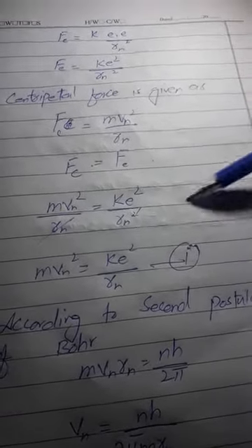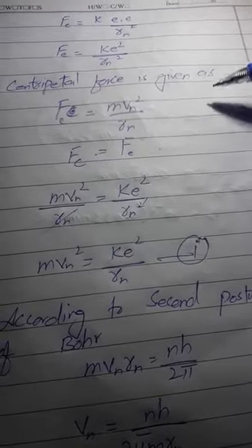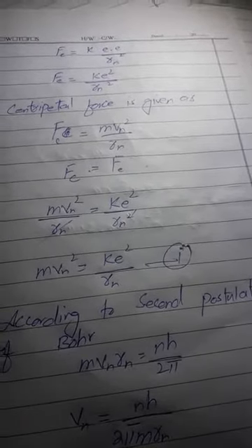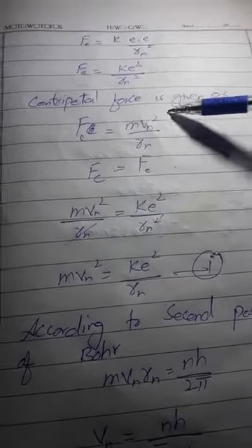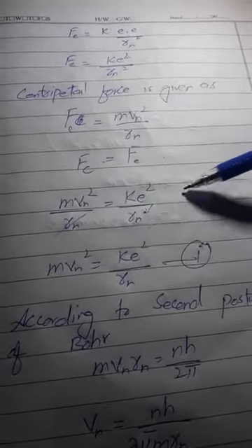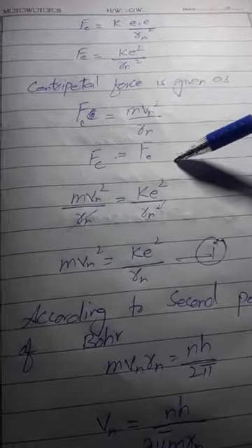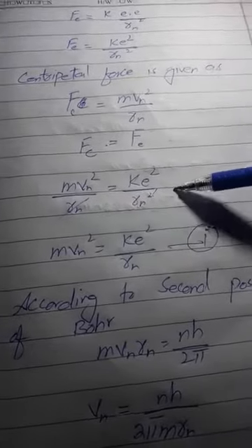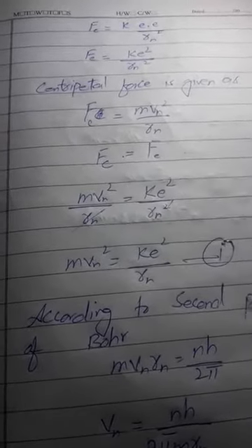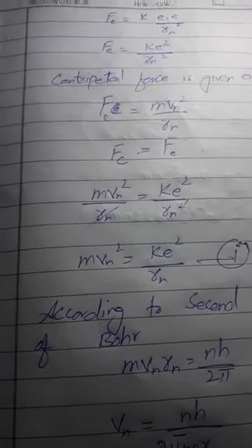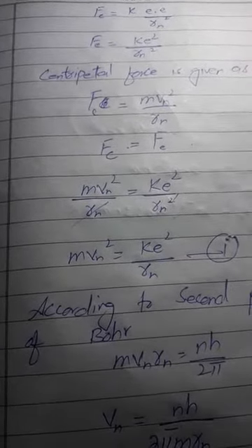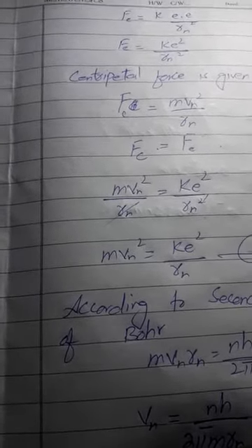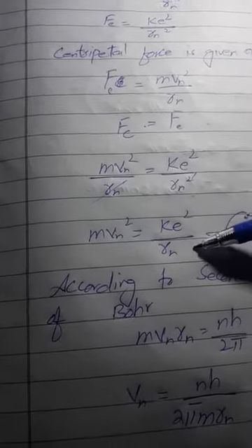Obviously an object moving in a circular path will contain the centripetal force. Due to this centripetal force, it is going to move in the circular orbit, and that is given as m v n square divided by r n. These forces, Coulomb force and centripetal force, should be equal for the motion of the electron in a circle around the nucleus. Putting the values, one r n will be cancelled with the other r n. The remaining equation will be m v n square is equal to k e square divided by r n, and this is equation number 1. m is the mass, v is the velocity, k is the Coulomb constant, e is the charge, r is the radius.